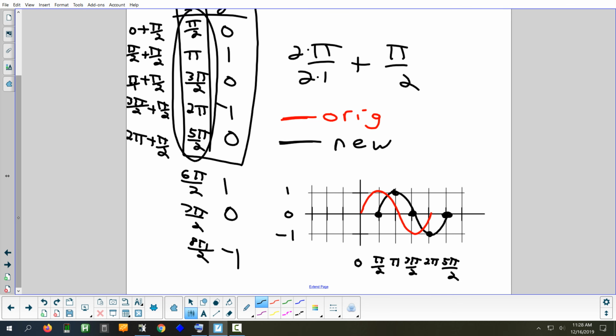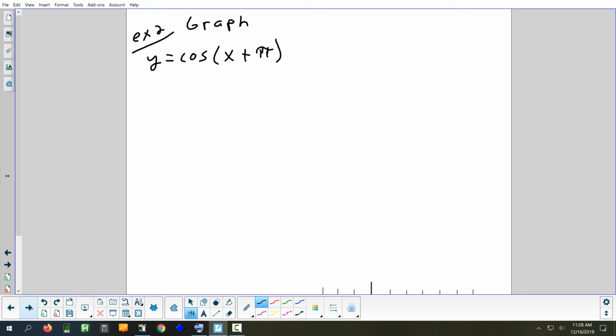Okay, we'll try a couple more phase shifts. This is the hard one for today. The vertical shift is easy because the arithmetic is with 1s, 0s, and negative 1s. So when we do vertical shifts, you're just adding and subtracting to a 1 or a 0 or a negative 1. Much easier. Right, let's look at that. Y equals cosine of x plus pi. We are adding inside parentheses.